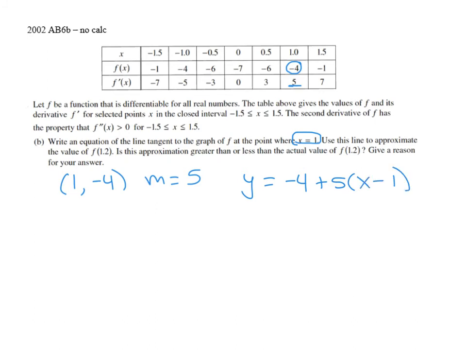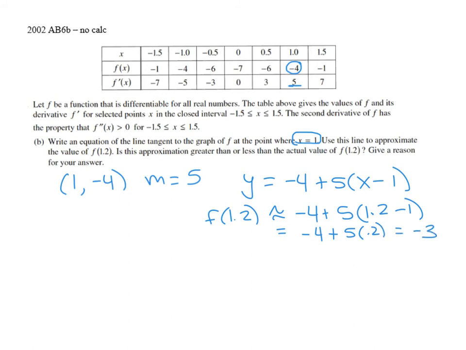Use the line to approximate the value of f of 1.2. f of 1.2 will be approximately -4 plus 5 times (1.2 minus 1). You can leave it like that, or you can calculate it. It's up to you. On the actual test, I would say leave it, but I'm going to figure out the answer. I got -3.